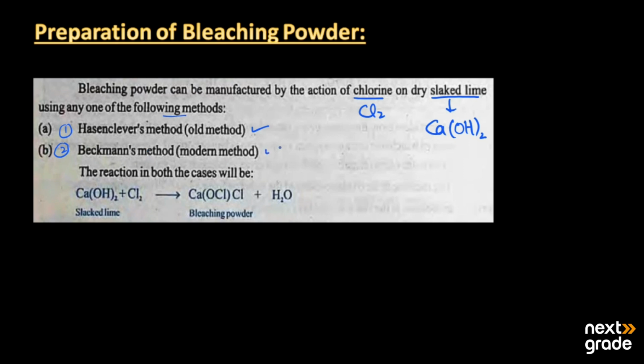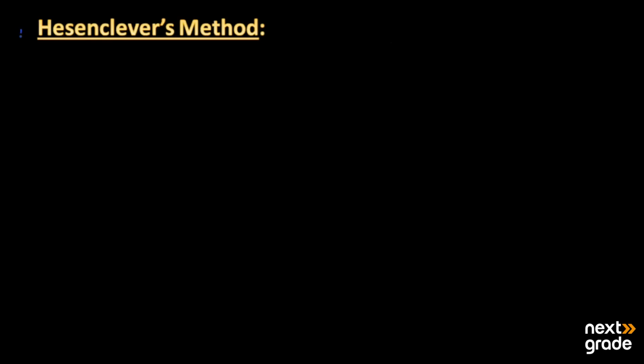Now, what is the main reaction that takes place for the preparation of bleaching powder? Slaked lime, calcium hydroxide, reacts with chlorine, forming the bleaching powder compound, CaOCl2, with the production of a water molecule. Now, we will discuss Hasenclever's method, what apparatus is used and how we can prepare it.